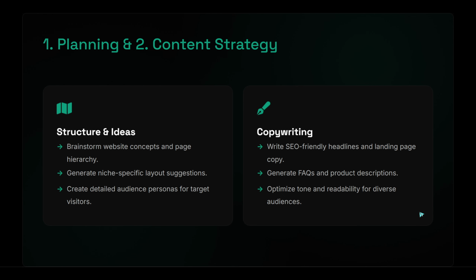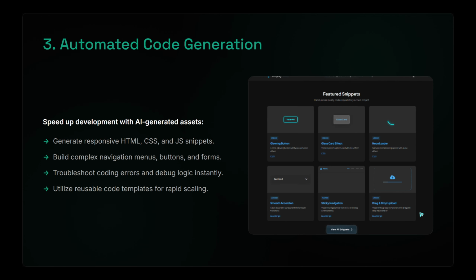Next, have ChatGPT write your website content. You can generate copy for your homepage, about page, and service descriptions, and then refine it for clarity and brand voice. Ask for SEO-friendly headlines and page titles that balance keywords with readability.